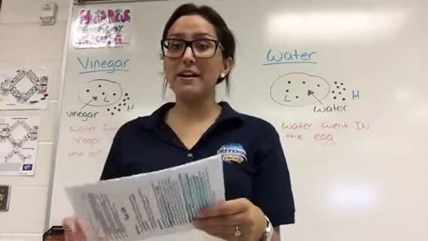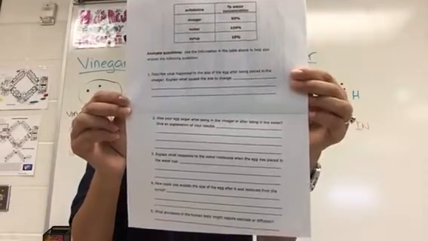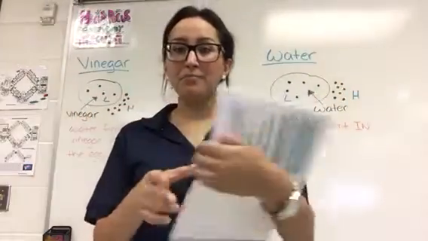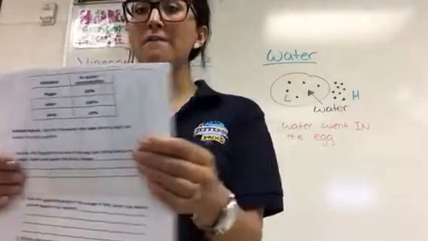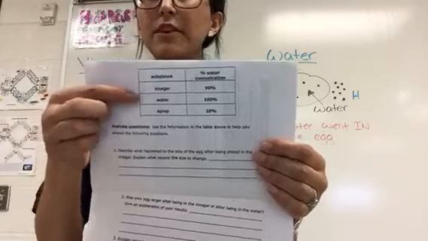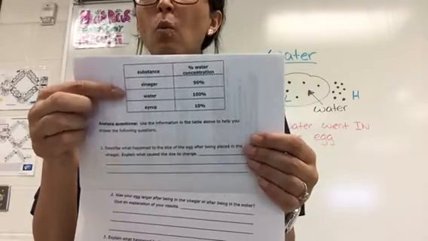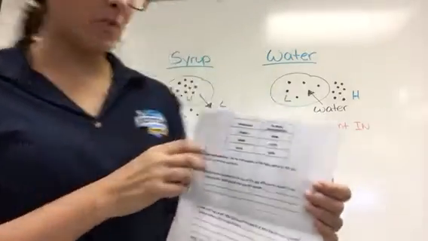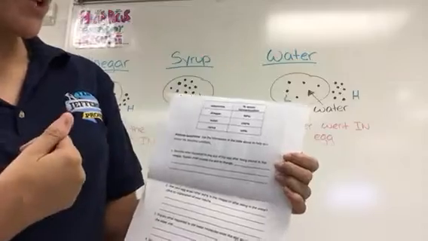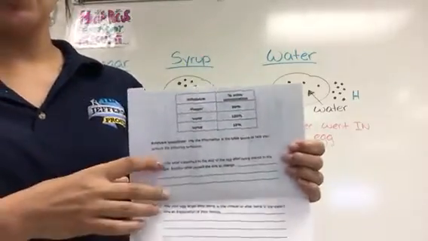So for homework, students are having to complete the analysis questions for their Egg Lab, okay? Looking at the chart at the very top of the lab, this is showing the amount of water that is in different substances that we have used in our lab this week, okay? So we used vinegar, we used water, and we used syrup.